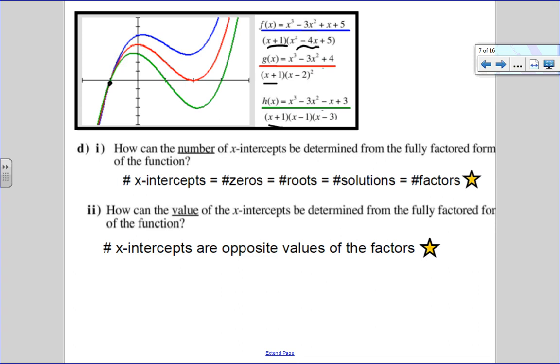Okay, so this one here was unfactorable, so it had no more x-intercepts. This one here, the opposite of a -2 is a +2, so you can see I have an x-intercept there. And the opposite of a -1 is a +1. And the opposite of a -3 is a +3. So I can see the x-intercepts by doing the opposites of the factors.